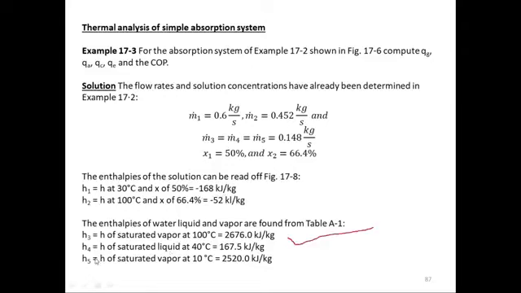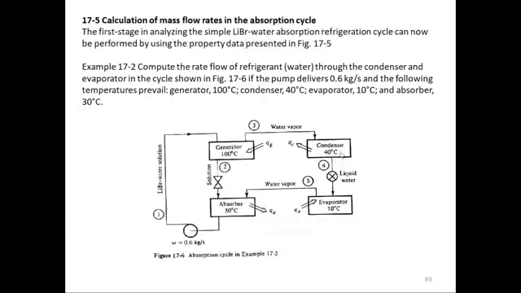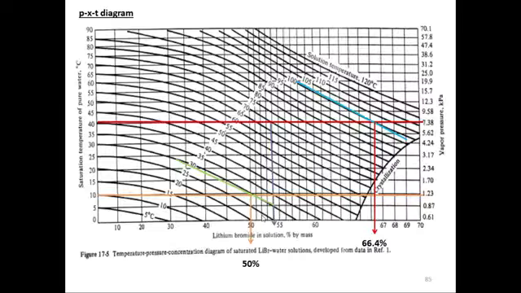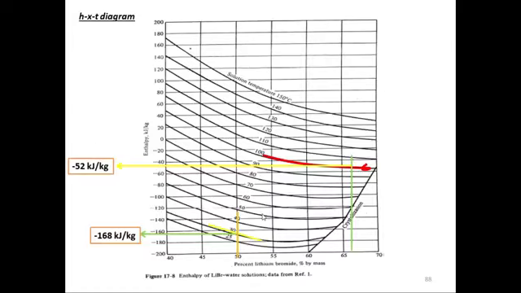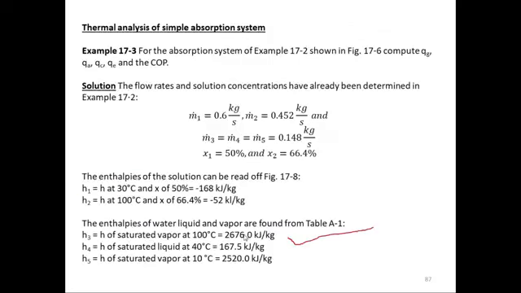Similarly, H4 is H of saturated liquid at 40 degrees centigrade. So H4 is coming out of the condenser. After condensing, the water vapor is condensed into liquid form and it is coming out here. So saturated liquid at 40 degrees centigrade, 167.45. So that's the value, 167.45.